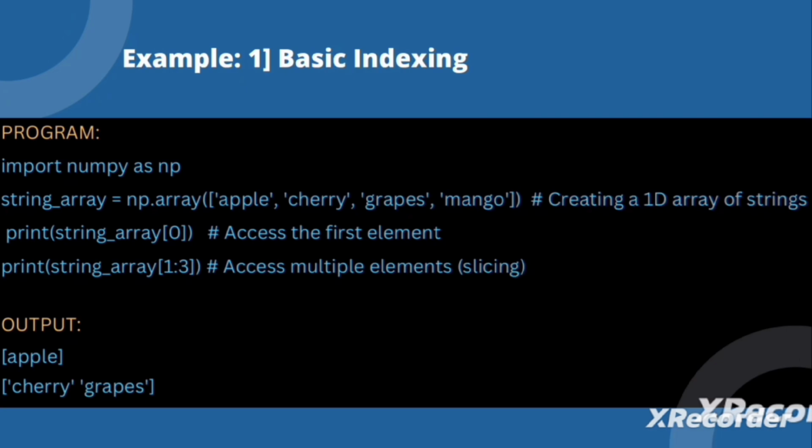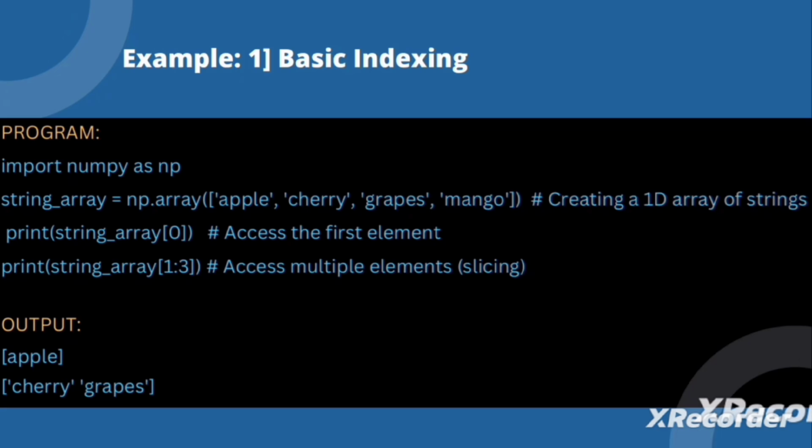Now just like numbers, you can use indexing to select or manipulate a specific element. So here if you want to access the first element, simply you can give the index number which is 0. So here for apple, and multiple element access is also possible, which is 1 and 3 using slicing. It will give the output apple for a single element and cherry and grapes from multiple element access.